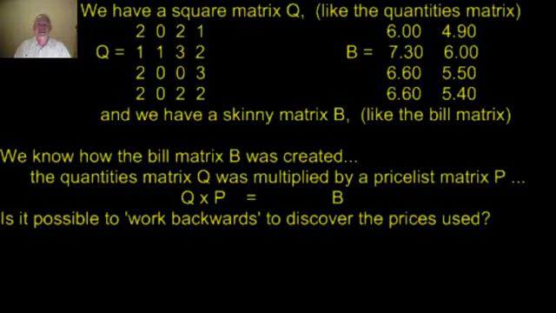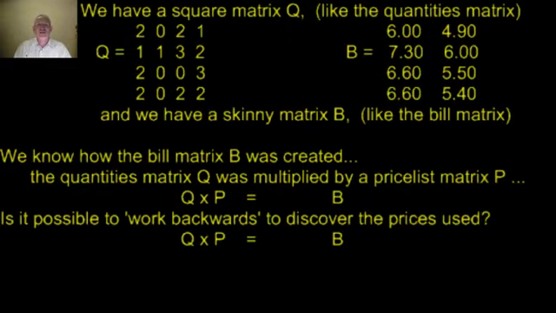Now this is quite a possible problem to have, where you know how much tea and coffee was consumed, and you know the bill that was charged, but you're just not quite sure what the prices were used to create the bill. Well, if this was ordinary algebra, you'd probably just divide both sides of that equation by Q, and you'd end up with P equals B divided by Q. Or the other thing you could do is multiply both sides by the inverse of Q, and you'd end up with P on its own. So let's try that with matrices.